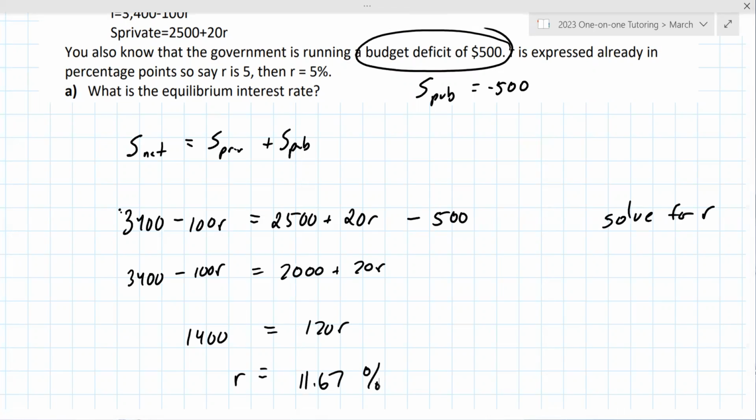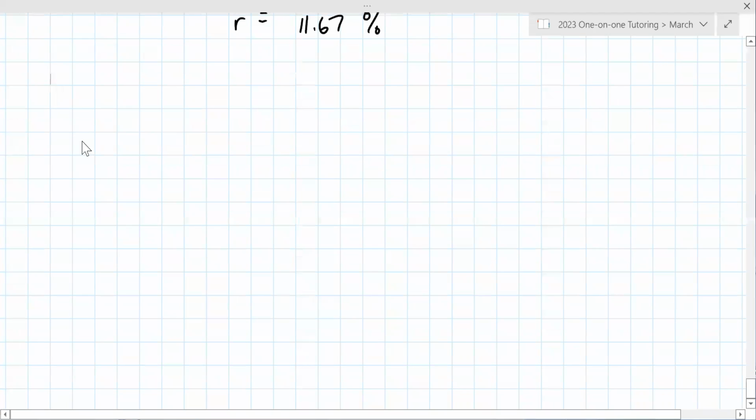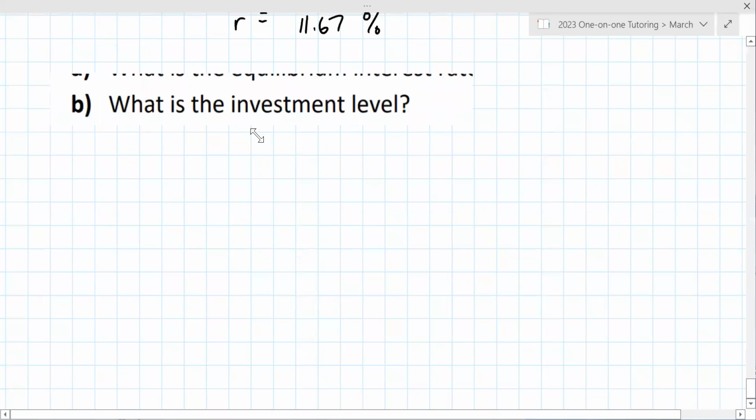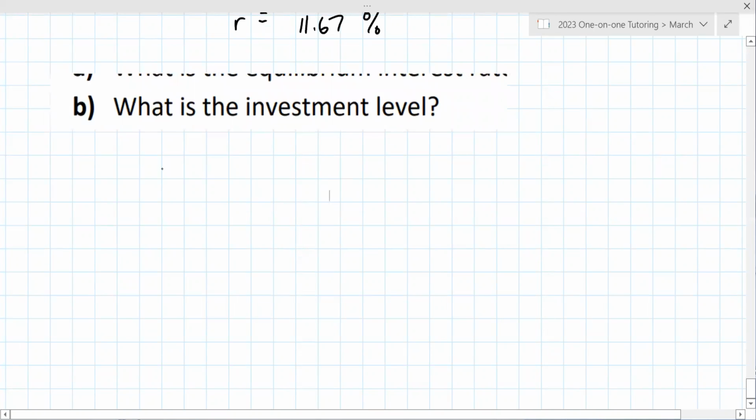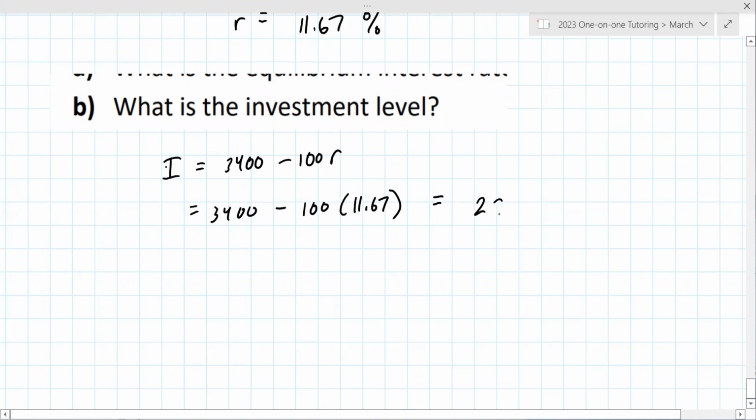That is everything that they want for part A. The equilibrium investment level comes from using that value of R in the I equation. So I equals 3,400 minus 100R, 3,400 minus 100 times 11.67, which is whatever it is, 2,233.